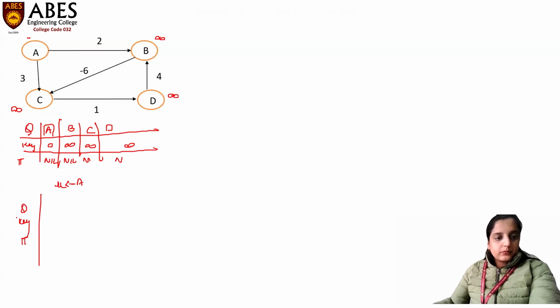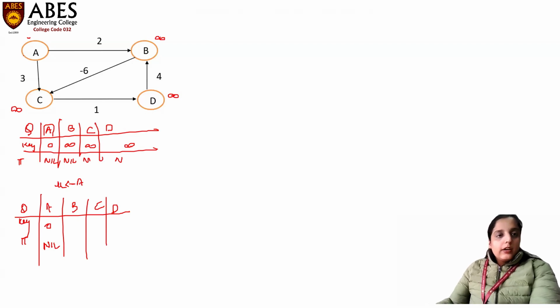This is pi. As you can see here, A, B, C, and D. A, we are going to visit. So we're going to copy all the values from the previous matrix. And then from A, we can go to B. If we go to B, then 0 plus 2 is 2, and 2 is less than infinity. So we can update this value. We'll write here 2 and parent will become A.